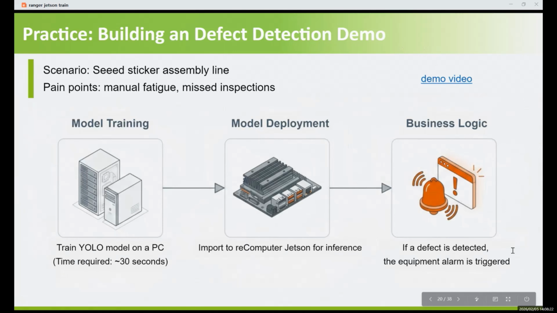Specifically for model training, you train the YOLO model on a PC, which will take about 30 seconds. After that is model deployment. You will export the model output to reComputer Jetson for inference on the edge. After the deployment, if the model works as designed, the application will serve its purpose, which is to detect defects whenever there is one, and then trigger the alarm. You will be able to find a video that will demonstrate the entire process that we just described.